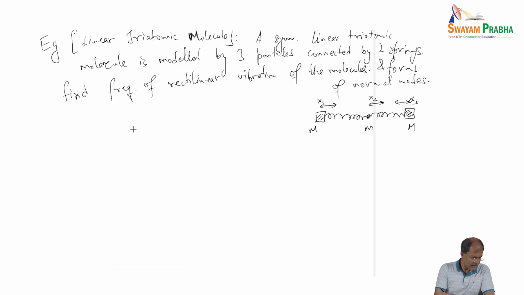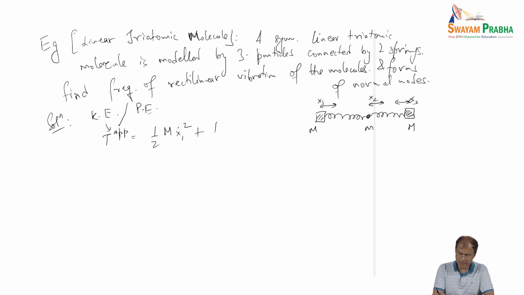And now we can write down the kinetic and potential energy. So our T approximate, the kinetic energy, will be half M x1 dot square plus half small m x2 dot square plus half capital M x3 dot square.